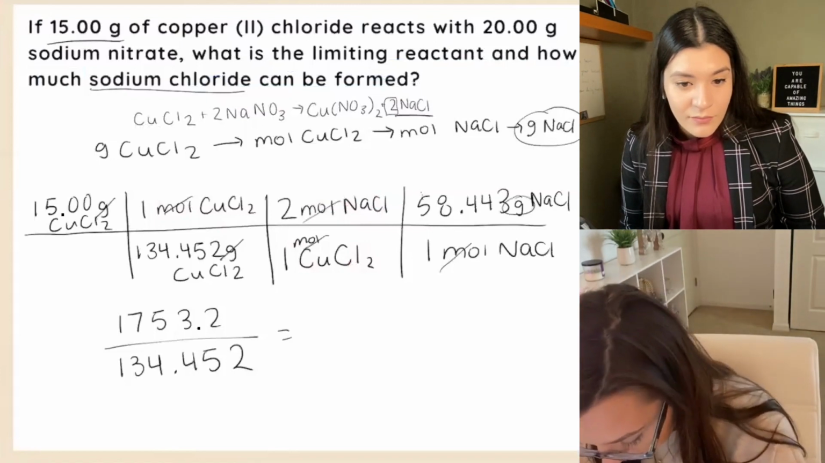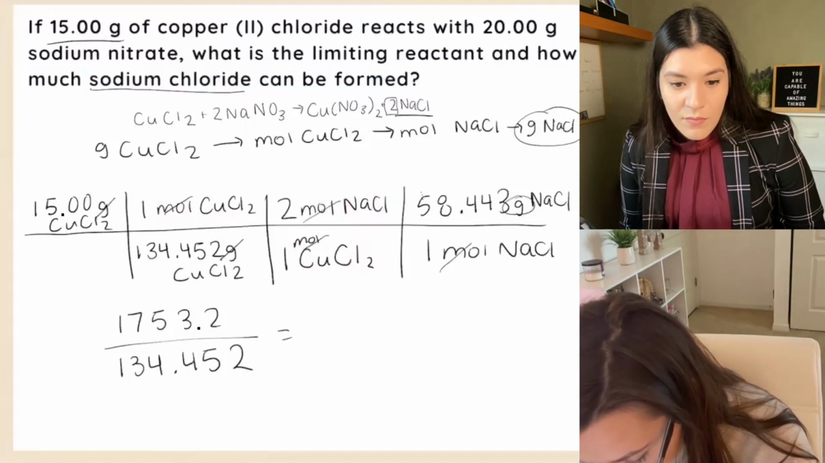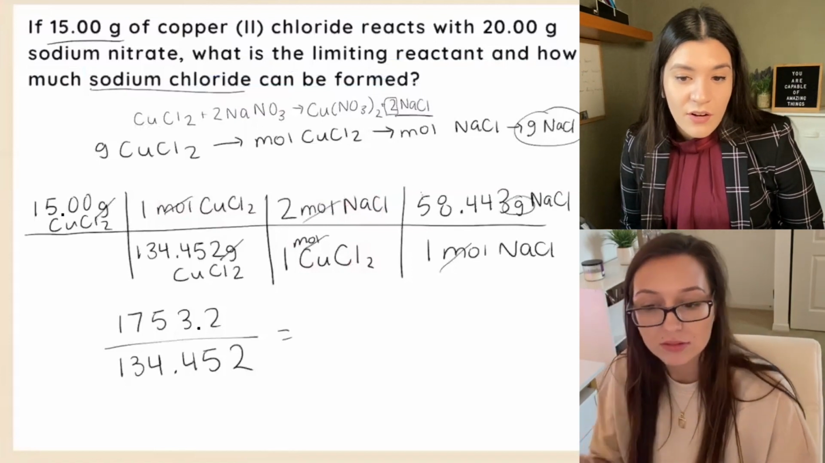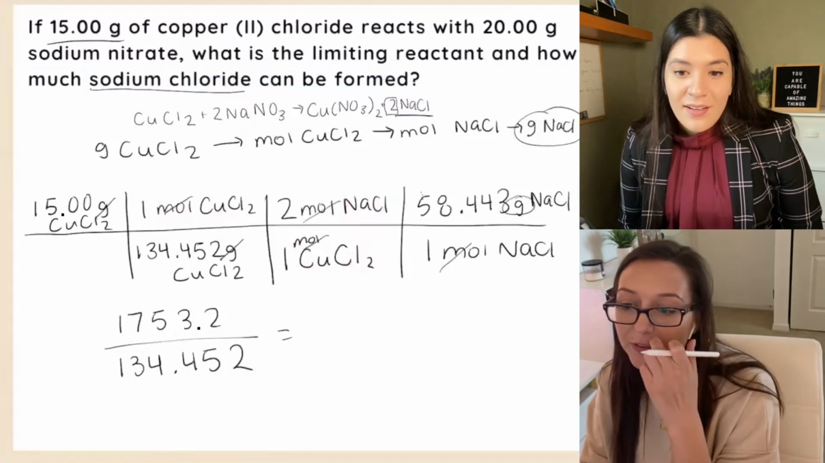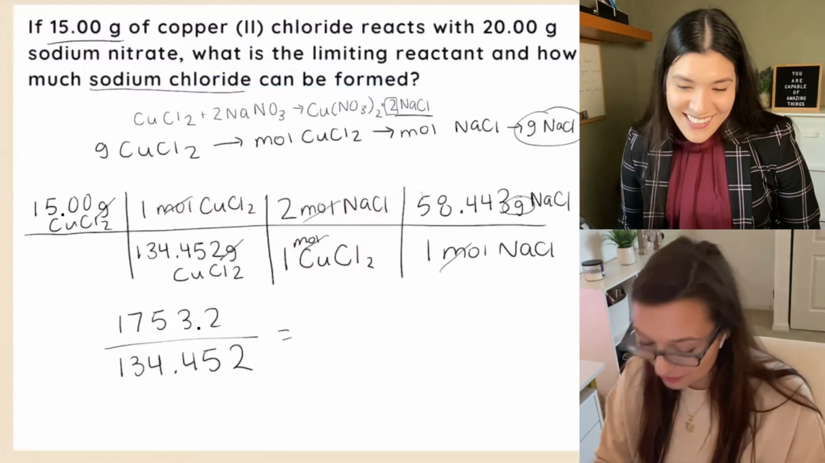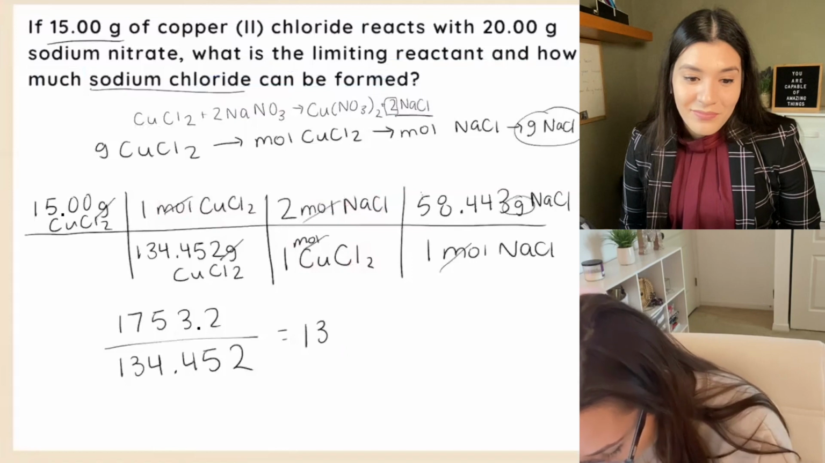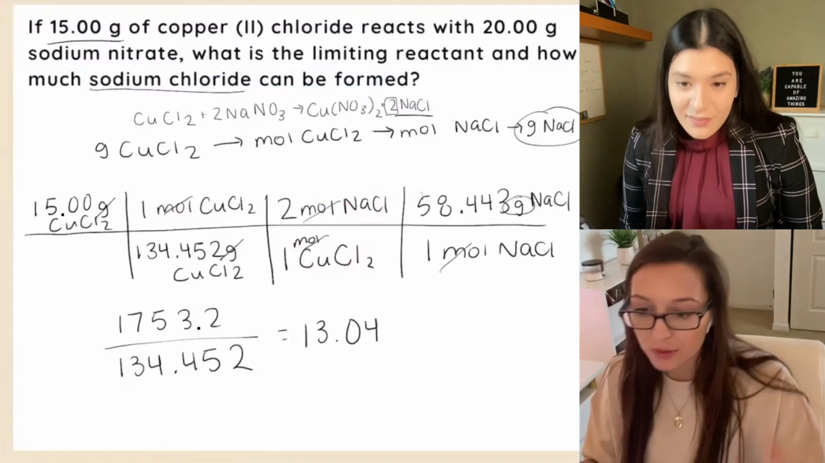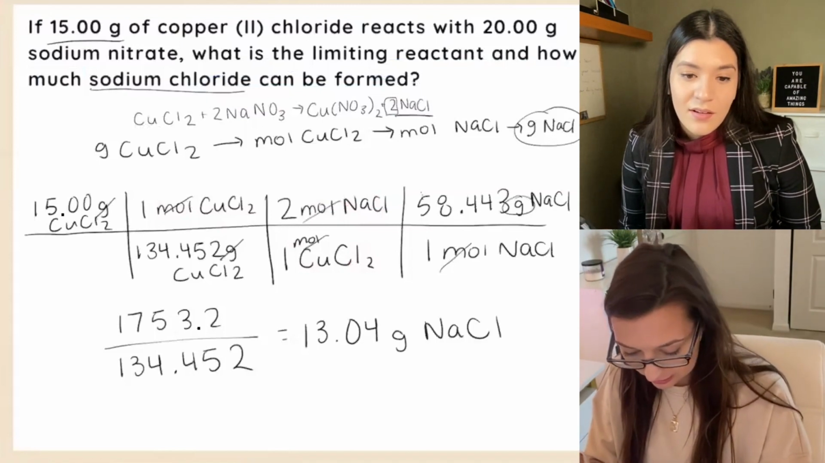Okay, so now it would be 2 sig figs, right? Let's look at how many sig figs we started off with. It was 15.00. Those zeros count, so 4 sig figs. Let me review my sig fig rules, too. 13.04, because it's actually 39, but we're rounding that. And this is grams of NaCl.